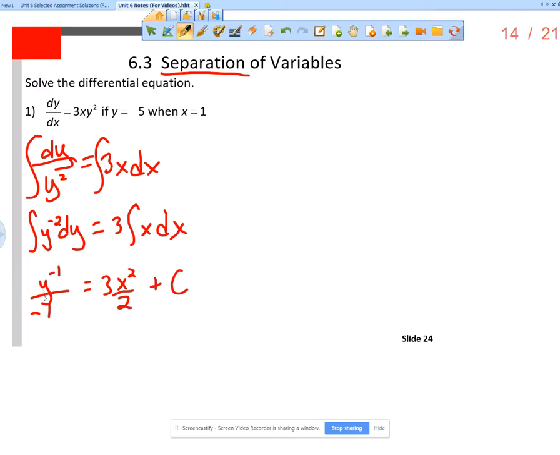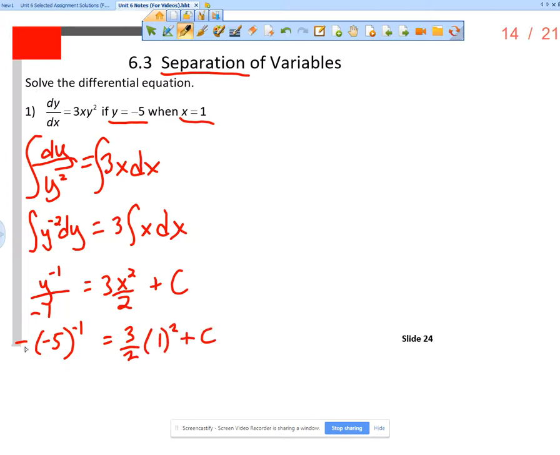We don't have this explicitly solved for y. All right. But we are told that y equals negative 5 when x equals 1. So now that information is given to us to help us find the value of c. And so I'm going to put that information in. So I have negative 5 for y to the negative first over negative 1, or just put a negative in front, equals 3 halves times x equals 1 squared plus c.